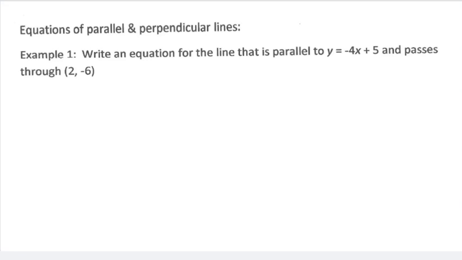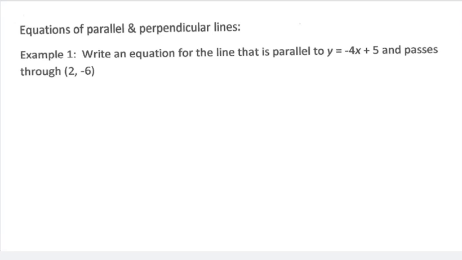Okay, so today we're going to write equations of parallel and perpendicular lines. This is very similar to writing equations in slope-intercept form. The only thing that is different is we need to identify the slope of the line that is parallel or perpendicular to the line that we're writing the equation of.